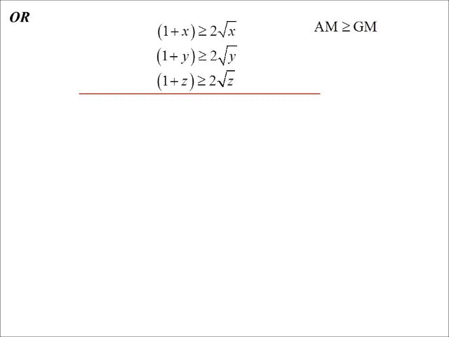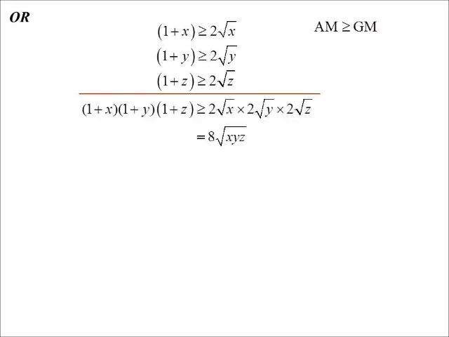Okay, there's another way. It's not as much fun, but you'll all probably want to do it this way. I could have said 1 + x is greater than or equal to 2 times the square root of x. Arithmetic mean, geometric mean. I could have also said 1 + y is greater than or equal to 2 times the square root of y. And I could have said 1 + z, and then I could have just multiplied the three of them together. And then I get (1 + x)(1 + y)(1 + z). So 8, remember? (1 + x)(1 + y)(1 + z) is equal to 8.